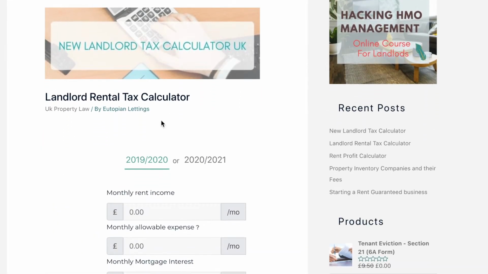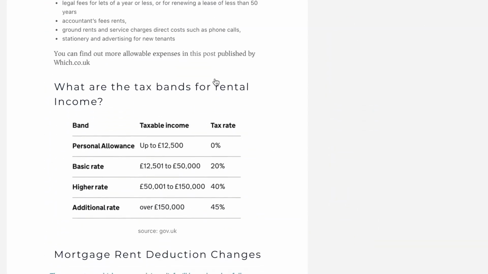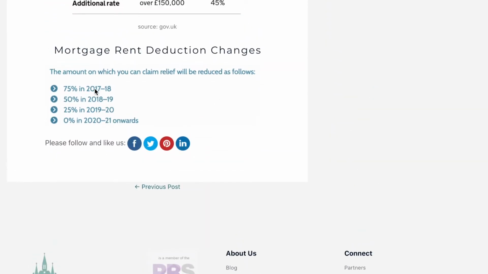From 2019 to 2020, this is the last year where you are allowed to deduct the monthly mortgage interest, and in 2019 to 2020 you were allowed to deduct 25% of the mortgage interest. And here's a little table for you to figure out how much you can deduct. So you were able to deduct from your taxes in 2017 to 2018 75% of your mortgage interest. And then the following year, the government lowered it to 50%, so only 50% of your mortgage interest was deductible.